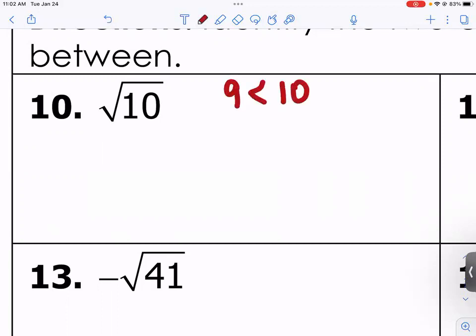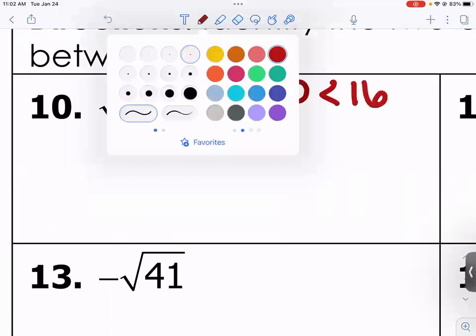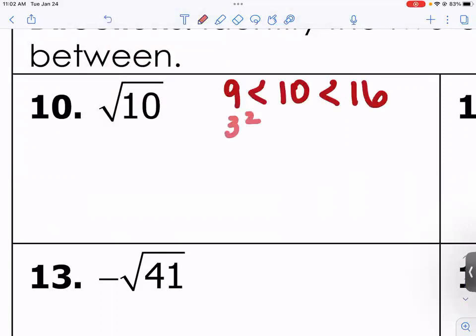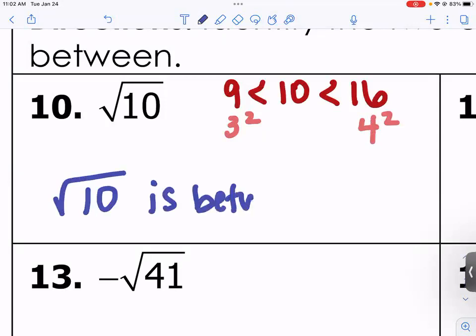What would the next perfect square be? What did you say, Tyler? 16. Okay, so 10 is in between 9 and 16. Well, 9 is 3 squared and 16 is 4 squared, right? So when we talk about those square roots, the square root of 10 is going to be between 3 and 4.